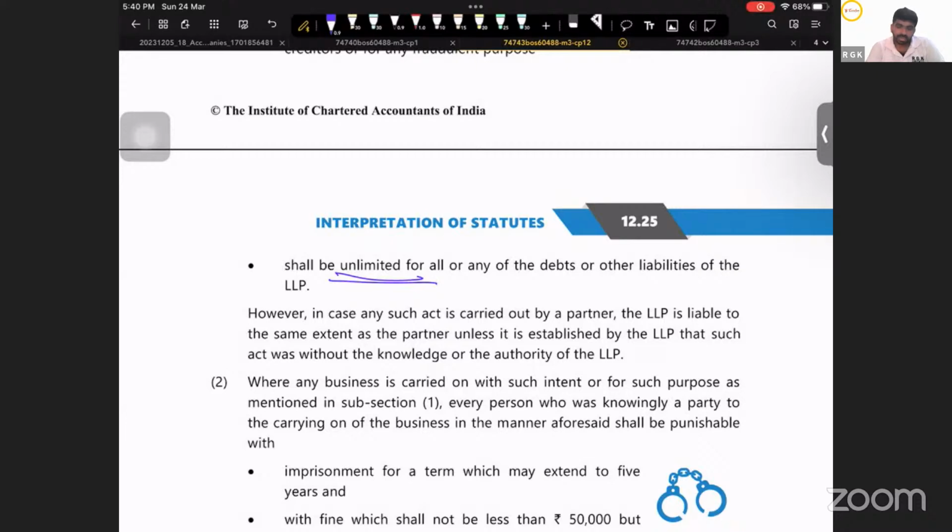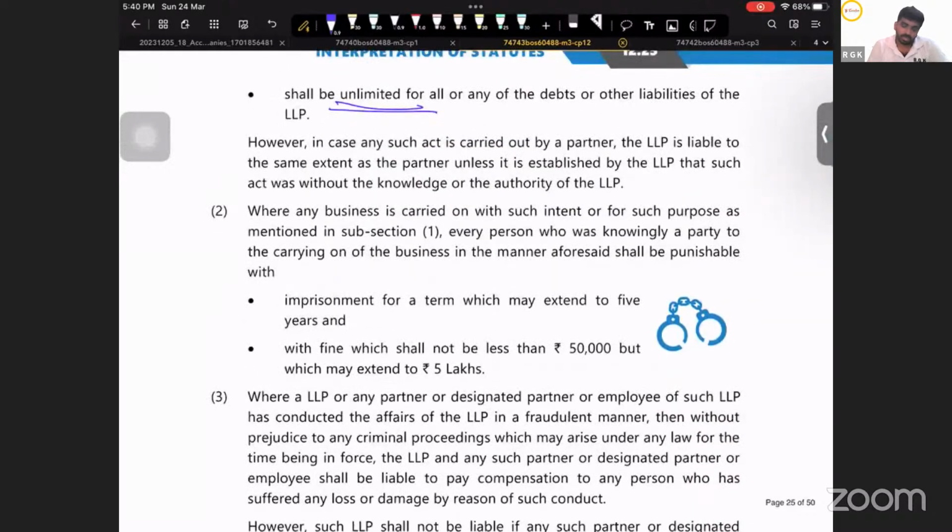Where any business is carried on with such intent or purpose, every person who was knowingly a party to carrying on such business in the manner aforesaid shall be punishable with imprisonment for a term which may extend to 5 years and with fine which shall not be less than 50,000 rupees, but which may extend to 5 lakh rupees. Punishment for fraud in case of LLP is this.